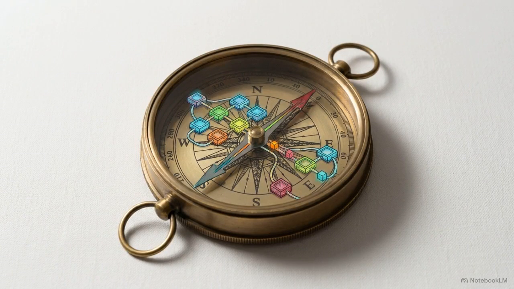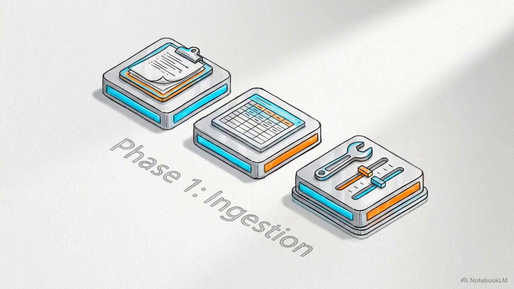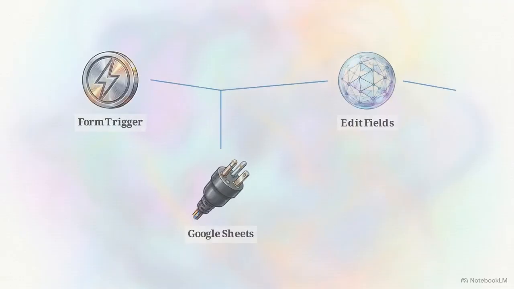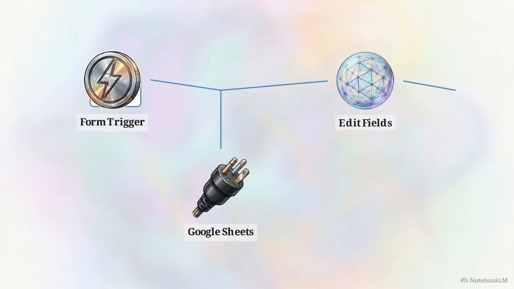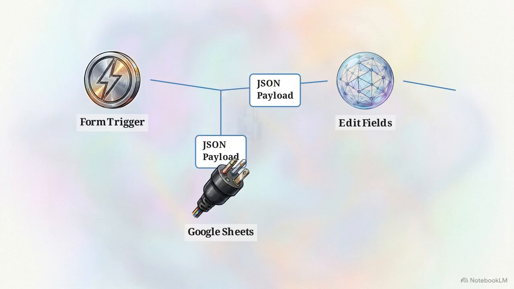Mastering N8N requires mapping your data pipeline to this taxonomy. Memorizing specific application connections is secondary to understanding how these underlying categories interact. Let's isolate the first phase of our model pipeline, the form trigger, Google Sheets, and edit fields nodes. The form trigger listens for an event, injecting the raw JSON payload into the architecture.